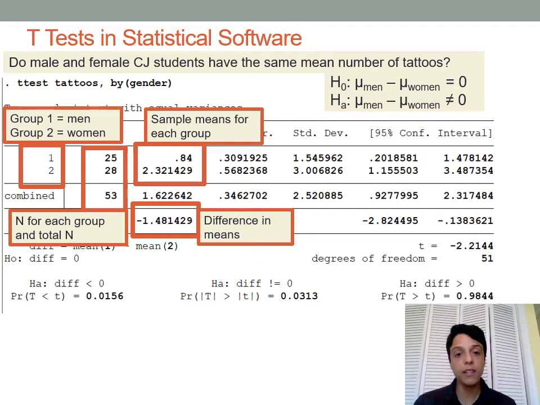Another thing to pay attention to here is this value, which shows you the difference in means. This is literally just if you subtract 0.84 minus 2.32, it'll give you this value, which is negative 1.48. So the interpretation is that in our sample, in this class, there is a difference in sample means of negative 1.48 between men with tattoos and women with tattoos.